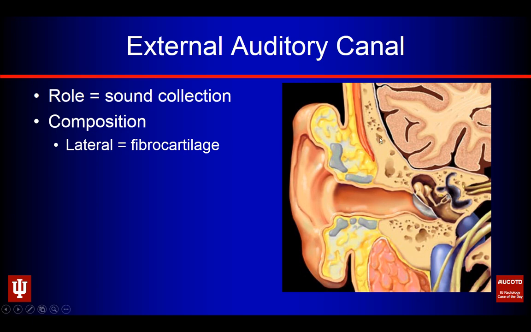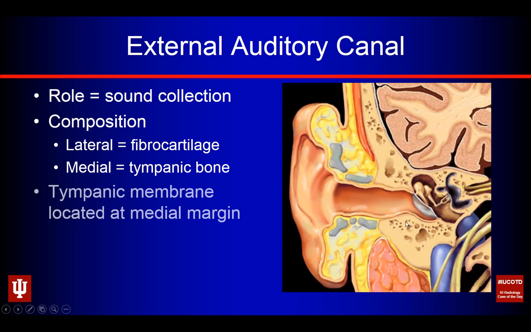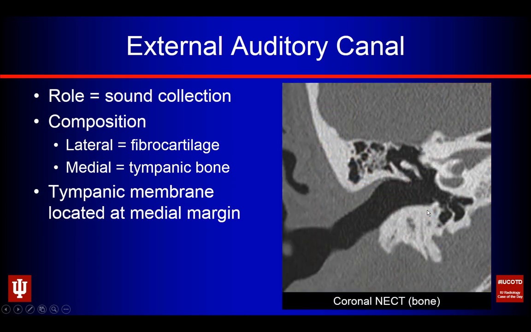So out laterally, it's made up of fibrocartilage, and then as we work more medially, we get to our tympanic bone that makes up the external auditory canal. And as you work your way even more medial, we see our sail-like tympanic membrane at the deep margin of it. So as we look on our CT, you can sort of get an appreciation. The cartilaginous stuff out lateral, the bony stuff deeper to that, and then our tympanic membrane almost imperceptible at the medial margin.